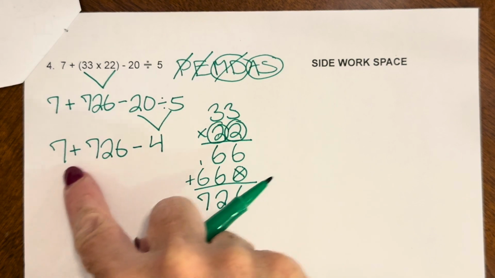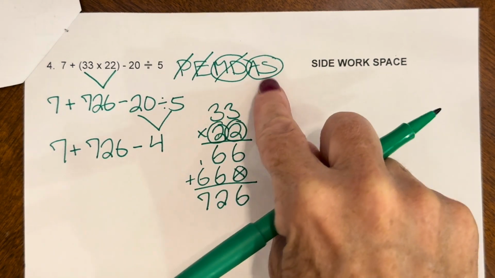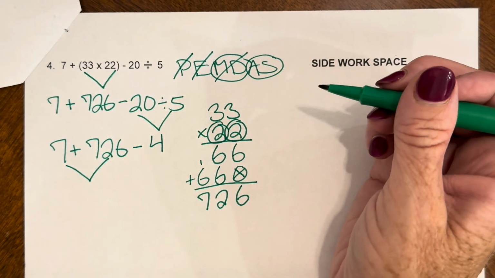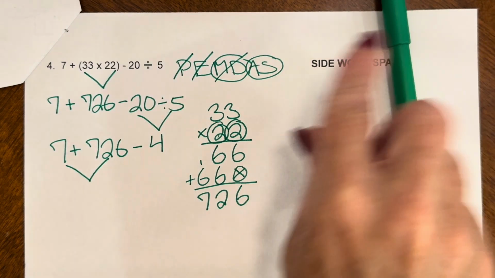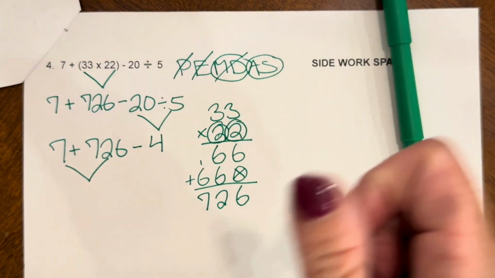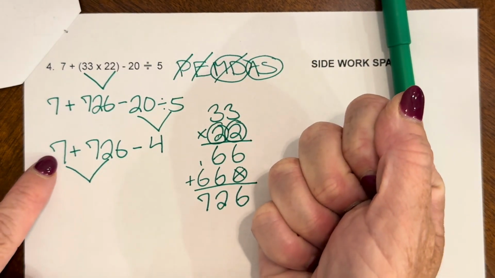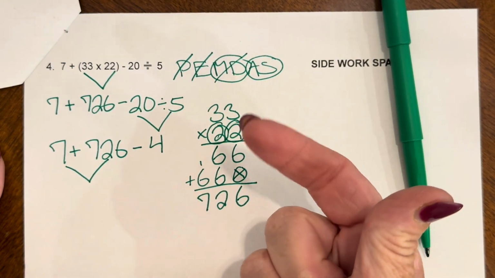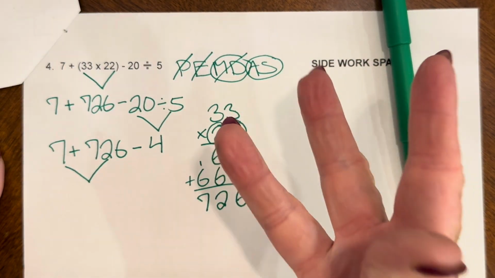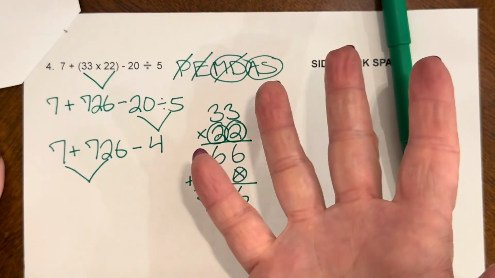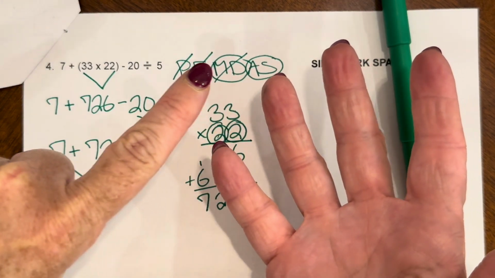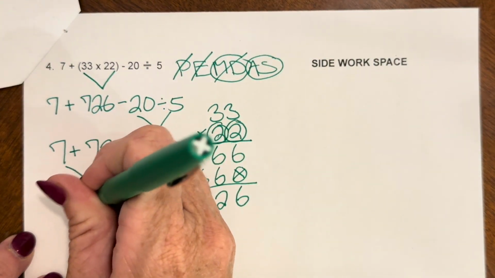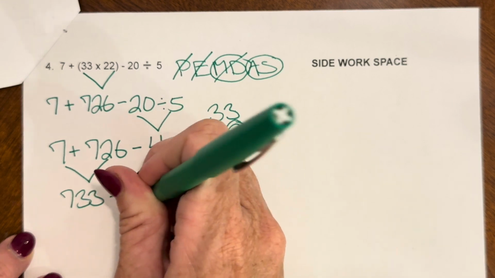Okay, we have no more multiplication and division. So now we do have some addition and subtraction. So we can have 726. This one I might be able to do in my head just by using my fingers. So if I have 726 and I'm going to add 7 more, I have 727, 728, 729, 730, 731, 732, and 733. So that one I was able to do in my head using my fingers actually.